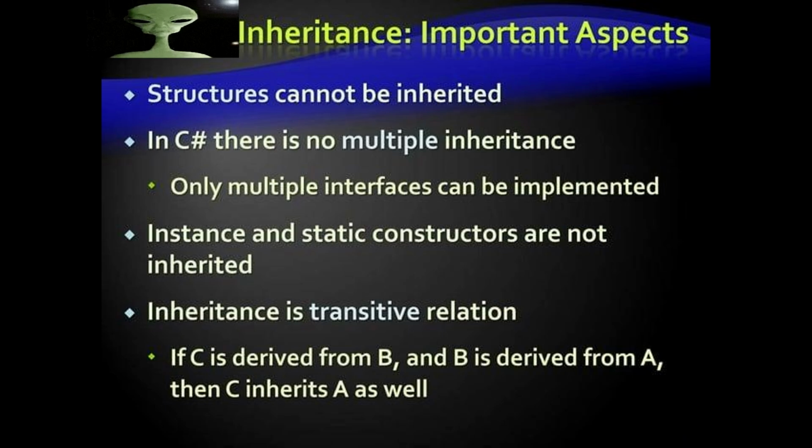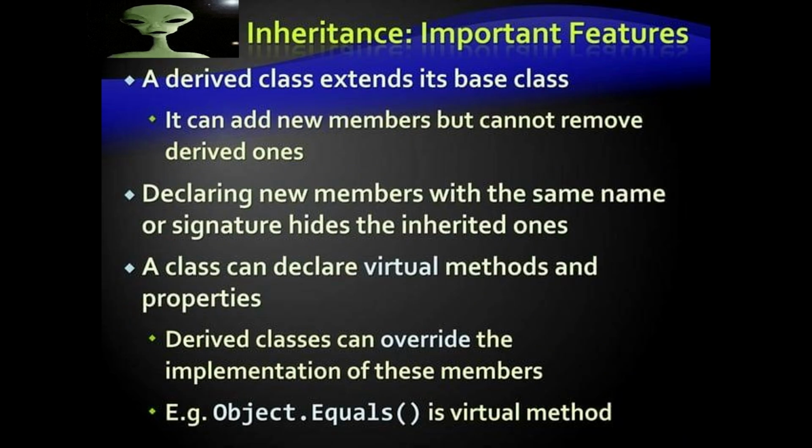If you think about the flow charts from earlier, where a dog inherits from a mammal, which inherits from a creature, the dog has aspects derived from both creature and mammal. Important features of inheritance. A derived class extends its base class.